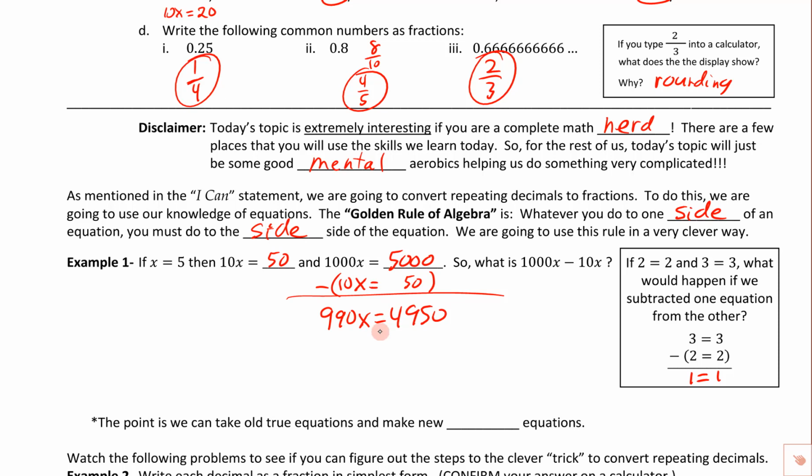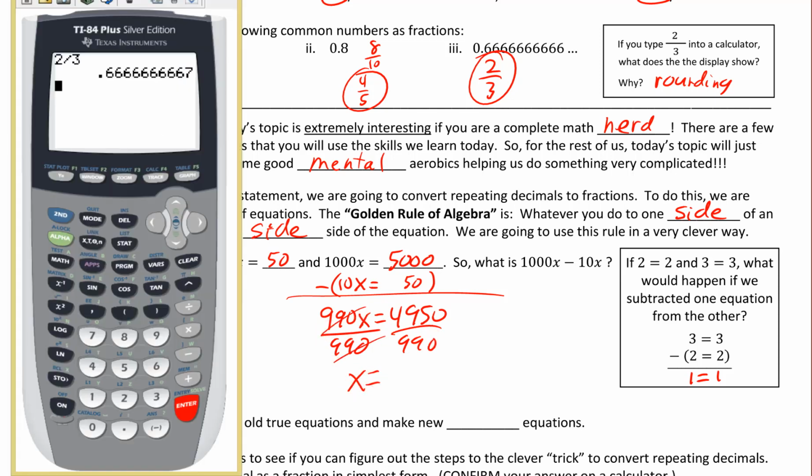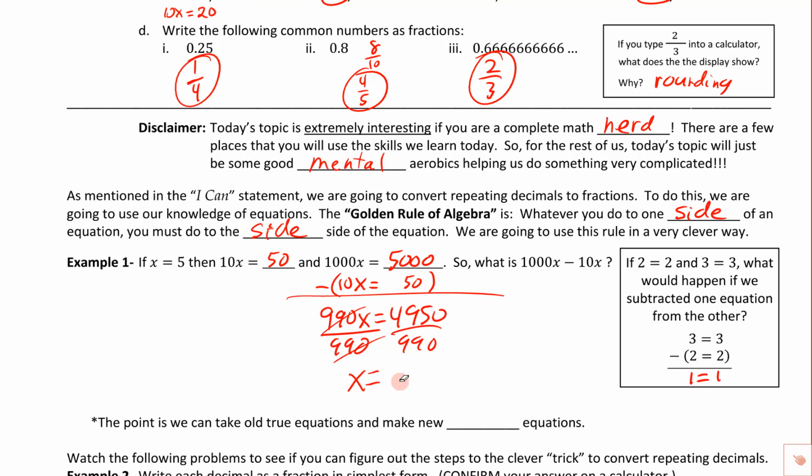Well, when we see an equation like that, we normally want to go ahead and solve this. So I'm going to go ahead and divide both sides by 990. So I'm going to cancel those off. And then I'm going to grab the calculator and we're going to double check here: 4950, and we're going to divide that by 990. Hit enter, and lo and behold, we got x equals 5. Now, that seems kind of weird that we'd start out with this, do all of this weird stuff, and end back right where we started with x equals 5.